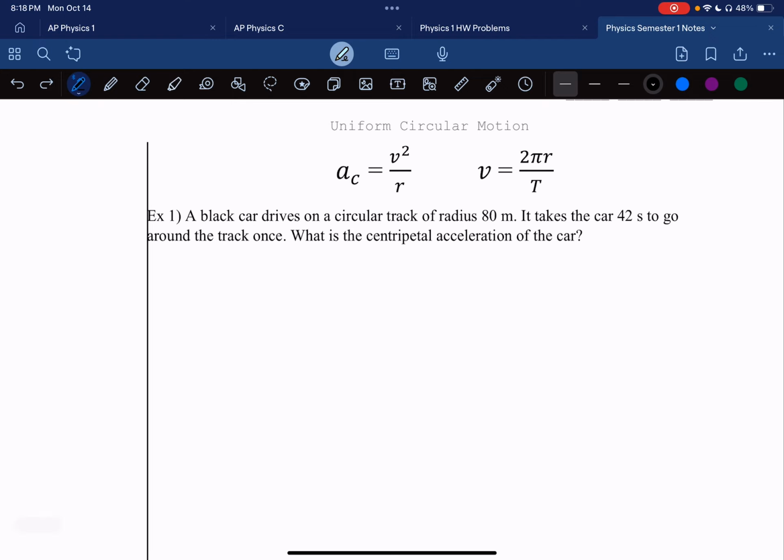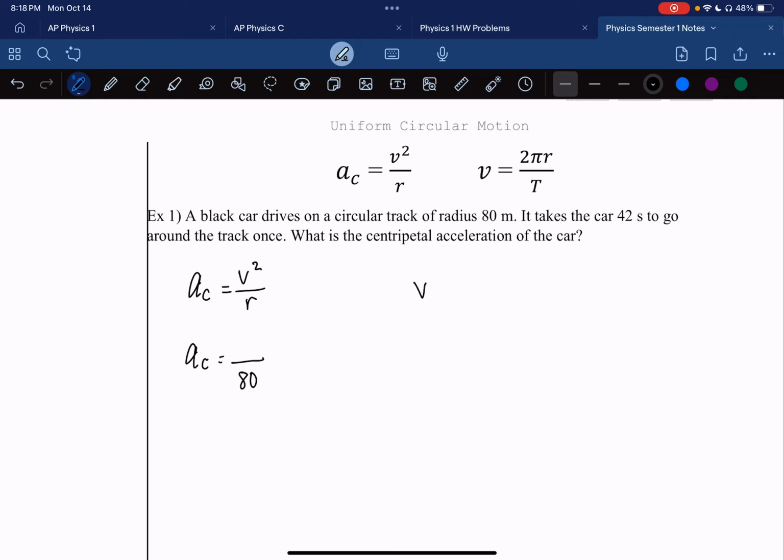A black car drives on a circular track of radius 80 meters. It takes the car 42 seconds to go around the track once. What is the centripetal acceleration of the car? So let's see if we can use this right away. We want to figure out centripetal acceleration. That means we need to know tangential speed, but they actually don't give us the speed. So we're stuck. We do have the radius of 80 meters. And so we need v first. So it looks like we're going to have to do this other equation.